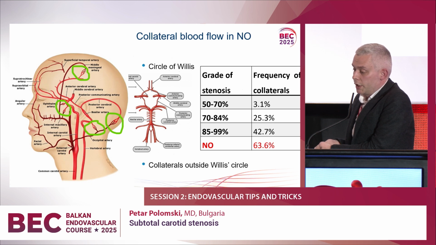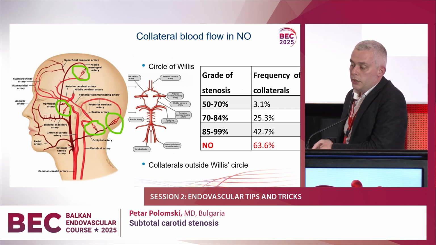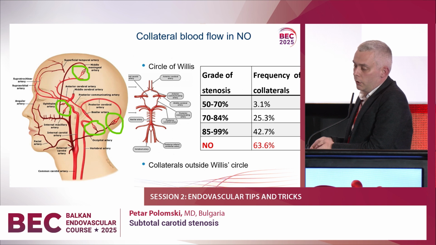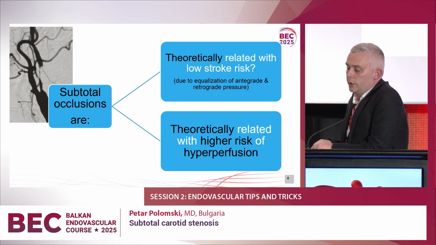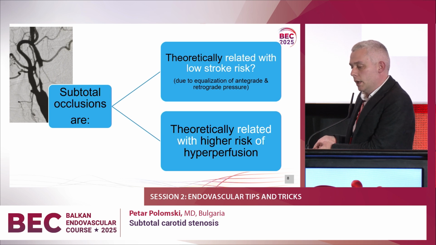For example, in case of 50 to 70% stenosis, which is not severe according to the NASCET and ECST trials, there is only a 3% frequency of collaterals. Up to near occlusions, there are more than 60% of patients with collaterals available on angiogram. So as a conclusion, I can say that subtotal occlusions are theoretically related with low stroke risk because of the lack or very low antegrade blood flow, and at the same time theoretically related with a higher risk of complications.